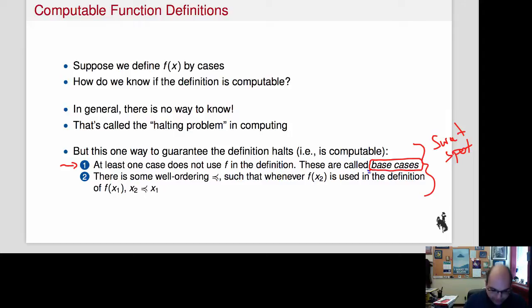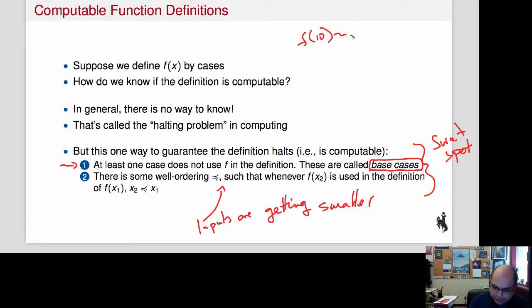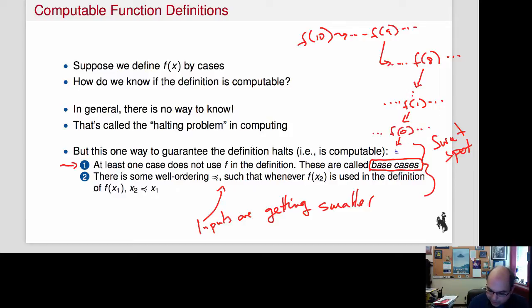And then what I need is basically something that, in a fancy way of saying it, says that the inputs are getting smaller. So for example, let's say that I'm trying to compute f of 10. And to do f of 10, I need to compute f of 9. And to do f of 9, I'm going to need to compute f of 8, and so on. So eventually I might need f of 1, and to do that, I'll need f of 0. But this one, I know the answer. This is 3.